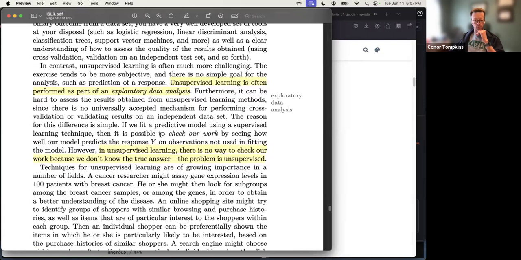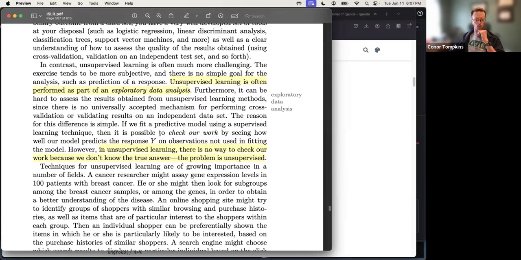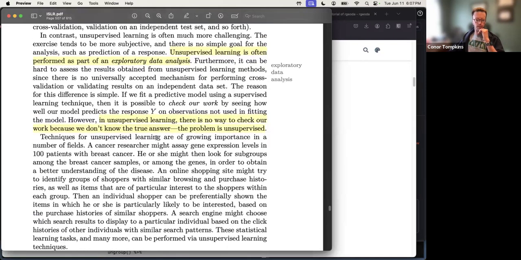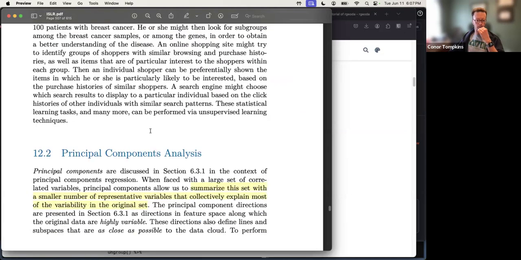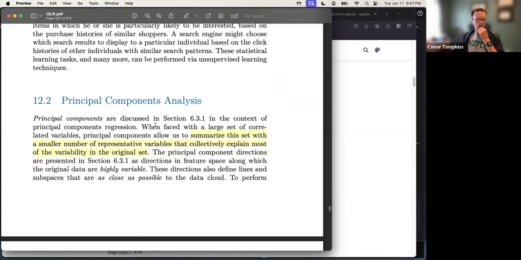You can technically do a holdout set and see how well the clustering reflects in the holdout set. But again, these approaches are vulnerable to change if the data changes. So that's kind of an iffy approach. They go through some examples here, but we'll skip to PCA.